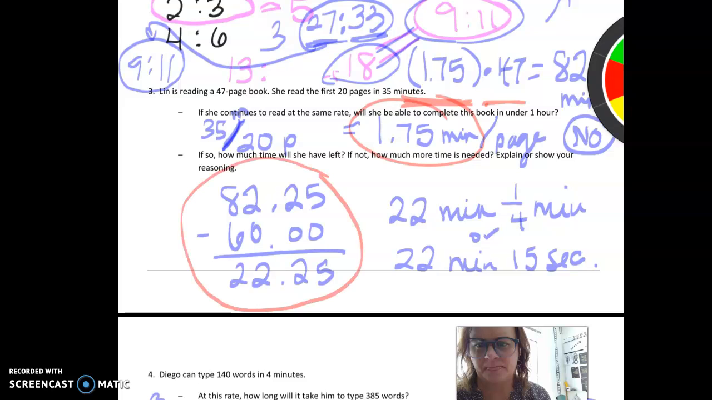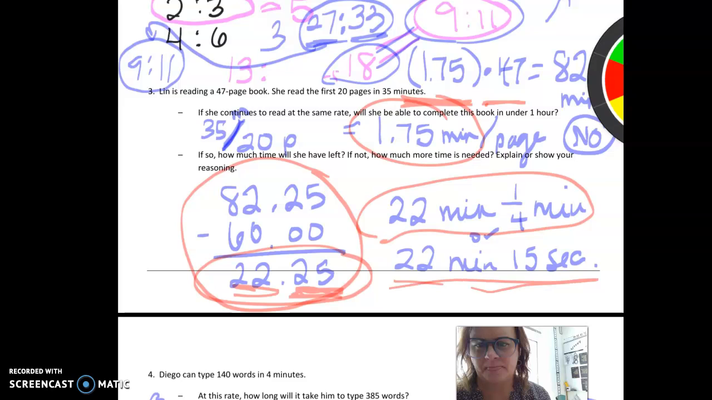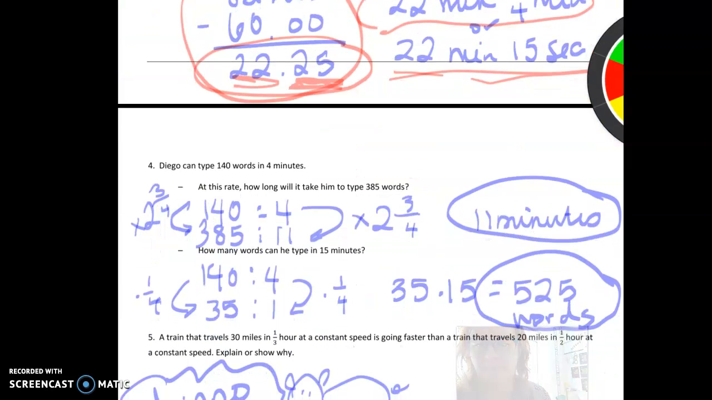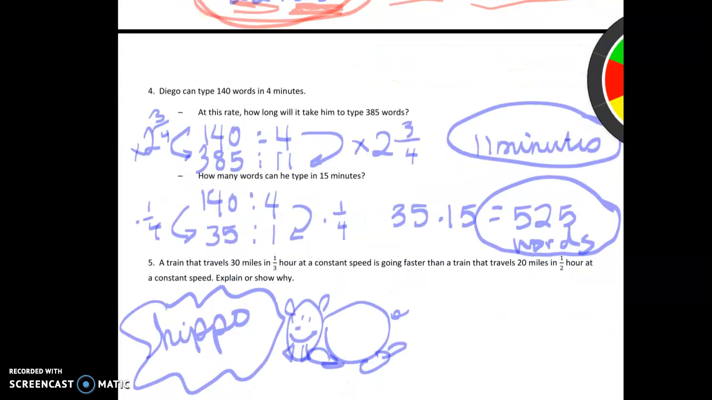So then here I took the 82 minutes minus the 60 minutes, and she's got 22 minutes and 1/4 of a minute left to read in the book, or 22 minutes and 15 seconds is what that would be. Okay. And then number 4.